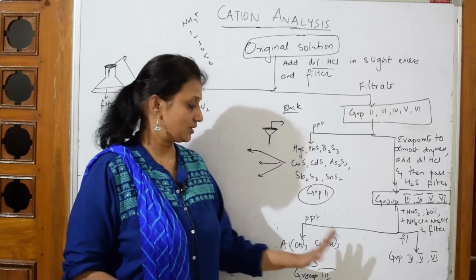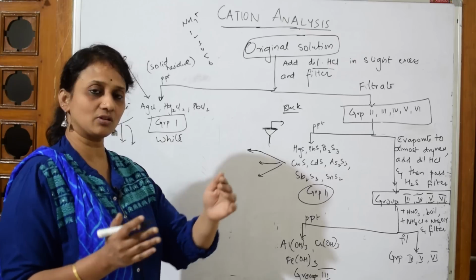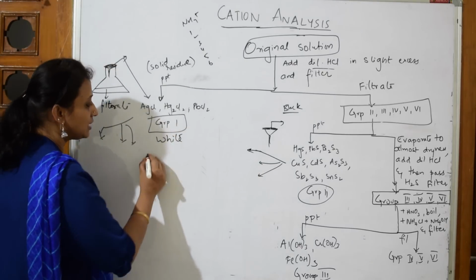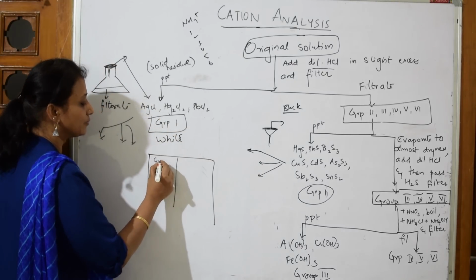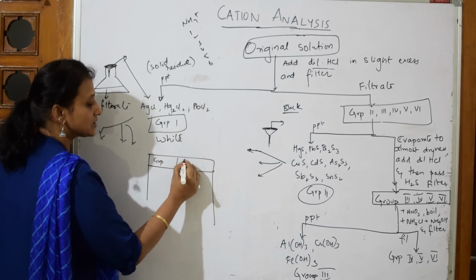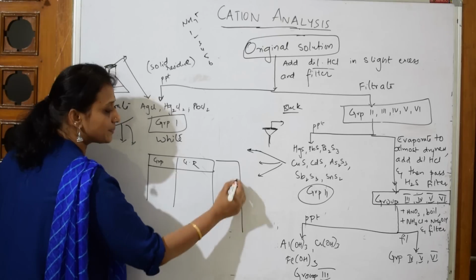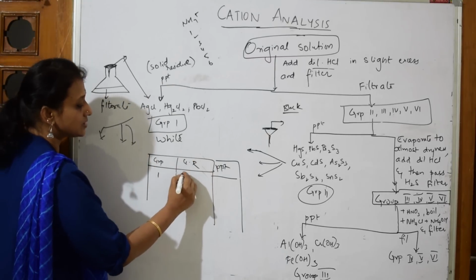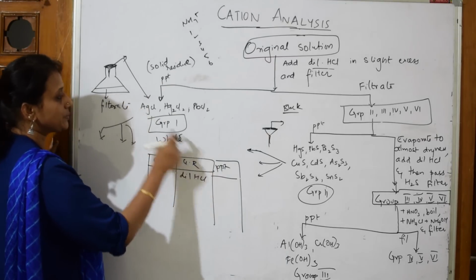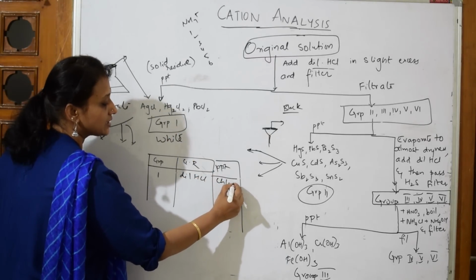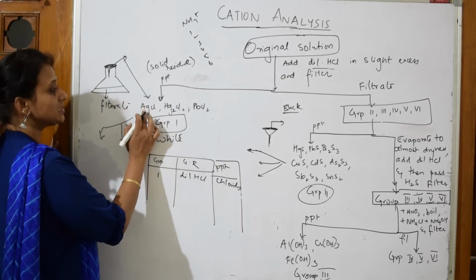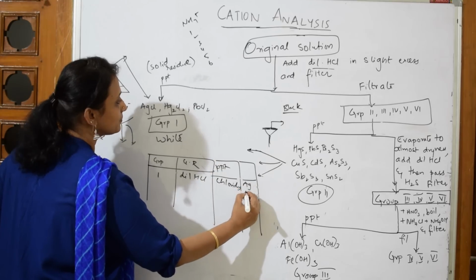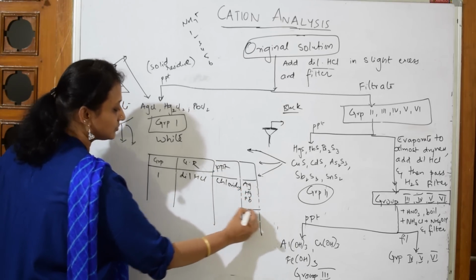Understood, students? Now let us come back and add on something or summarize, then go to group 4, group 5 and group 6. So what did we learn? We said first group cations, this is the group and this is the group reagent, and how do they precipitate. So let us start. First group 1, what is the group reagent? Dilute HCl. How do they precipitate? In the form of chlorides. Right? And what are the cations present? You will prepare that. Silver, mercury and lead. Done.